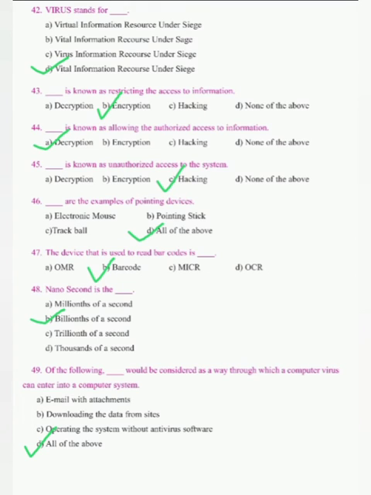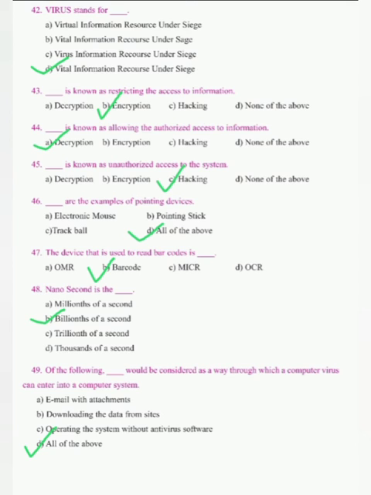VIRUS stands for what? A. Virtual information resource under siege, B. Vital information resource under siege, C. Virus information resource under siege, D. Vital information resource under siege. Answer: vital information resource under siege. What is known as restricting the access to information? A. Decryption, B. Encryption, C. Hacking, D. None of the above.